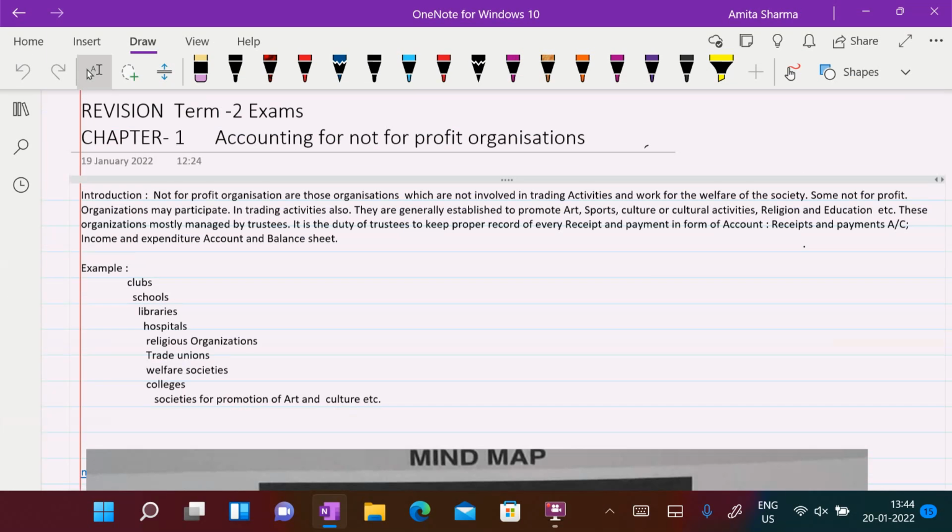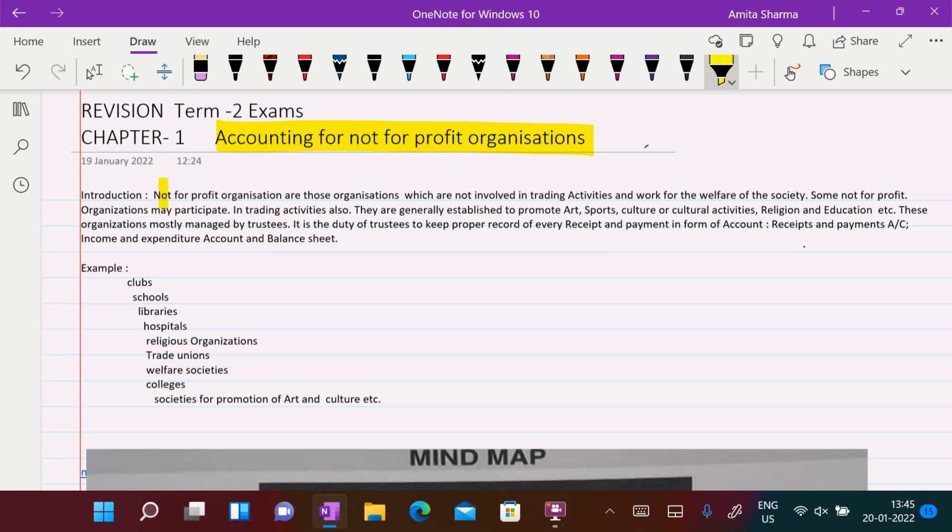Today I am going to start revision for term 2 final exams, and I am starting revision of accountancy term 2 from the chapter Accounting for Not for Profit Organization. So as the name says, not for profit organization. Let us understand what is not for profit organization.